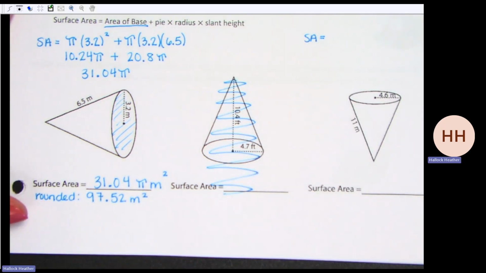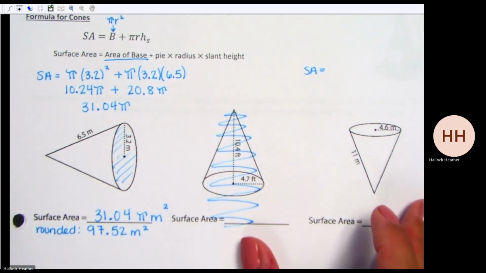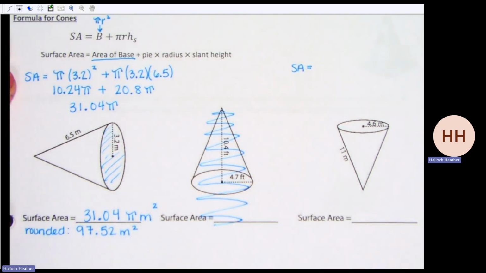So try to plug in your numbers. I'll show you your formula. Big B is the area of the base, which is pi r squared because it's a cone. The base is a circle. Anytime you're dealing with pi, you have two types of answers. You have a pi answer and you have a rounded answer. Try to plug in your numbers.